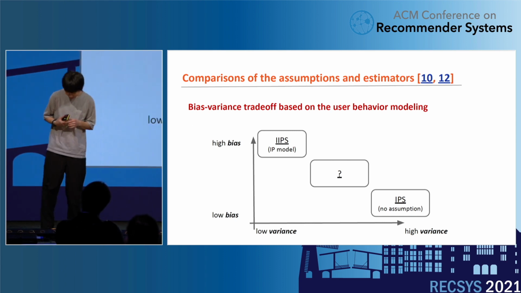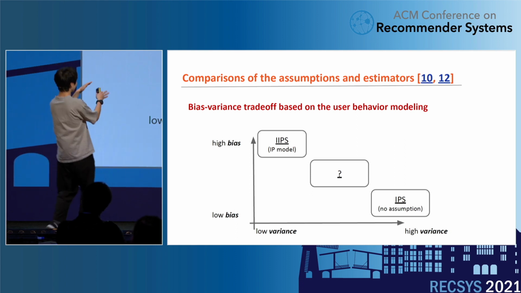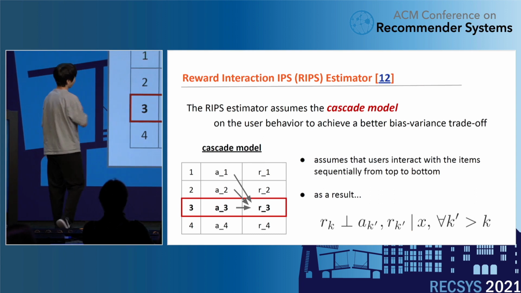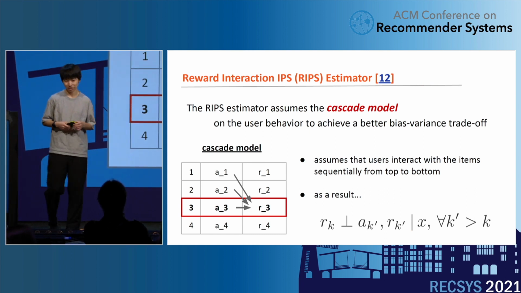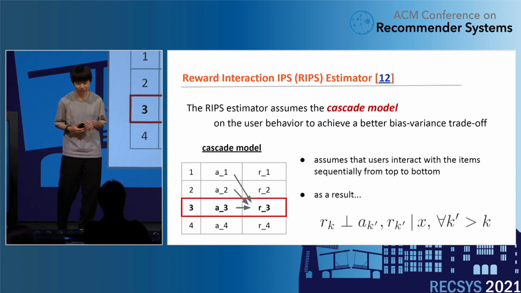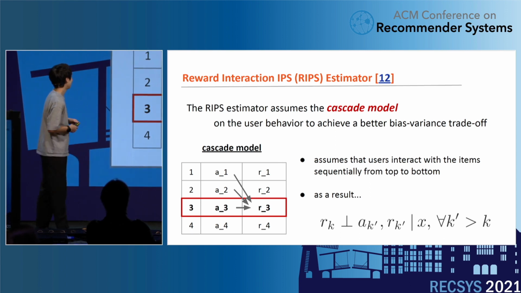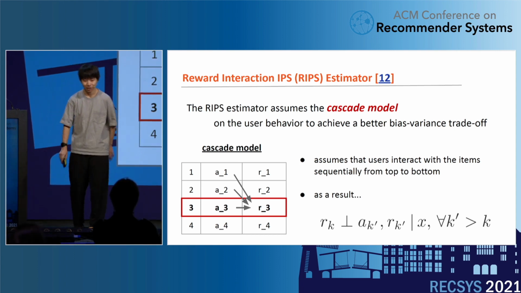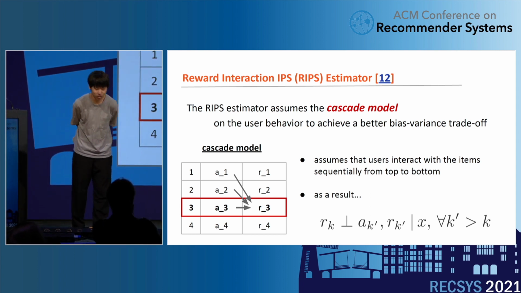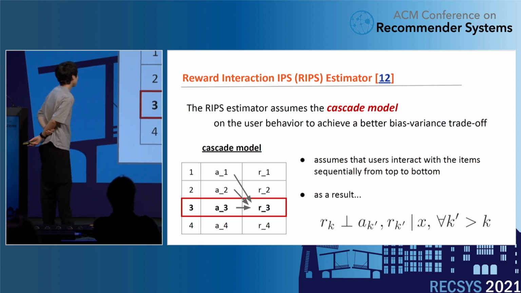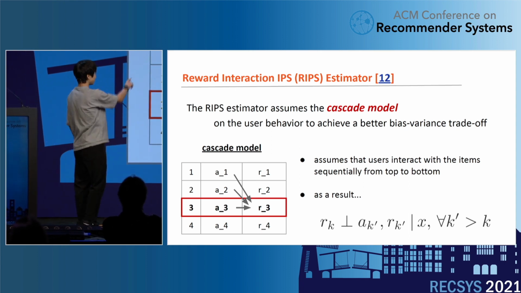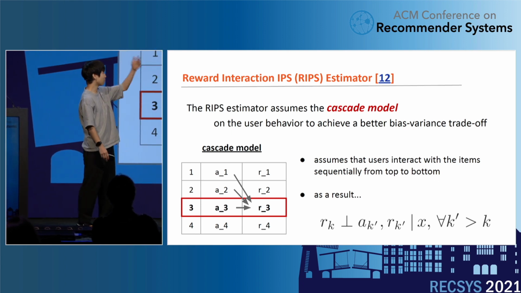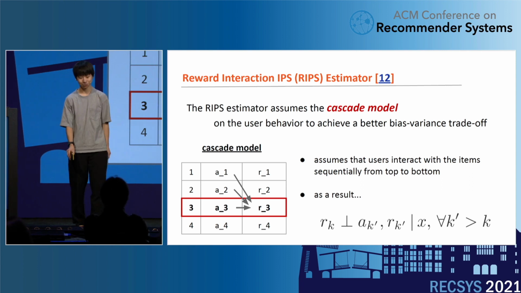And the one final estimator I want to introduce here sits in the middle of the two estimators. It is a very recent estimator, the reward interaction IPS, or RIPS, which I think was proposed at KDD last year. This is based on the cascade user behavior modeling, a very famous user behavior model in the information retrieval literature. It assumes that users interact with the items in the list recommendation sequentially, one by one, from the top to the bottom position, right?